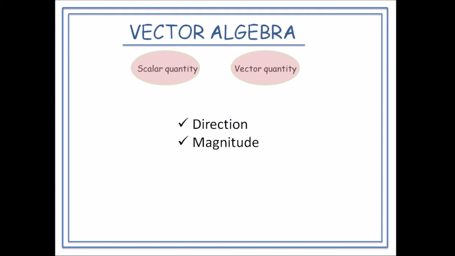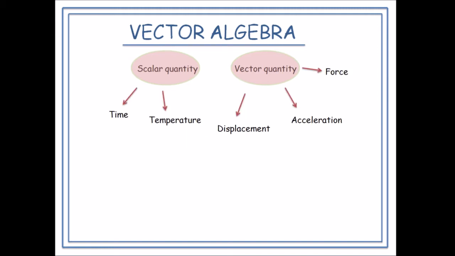So according to direction and magnitude, we come to know that scalar quantity only depends upon direction, whereas vector quantity represents direction along with its magnitude. Therefore, time and temperature are examples of scalar quantity, and displacement, acceleration, and force are examples of vector quantity. In this video, we will move forward with the vector quantity and not scalar.